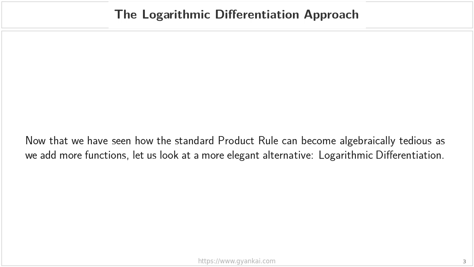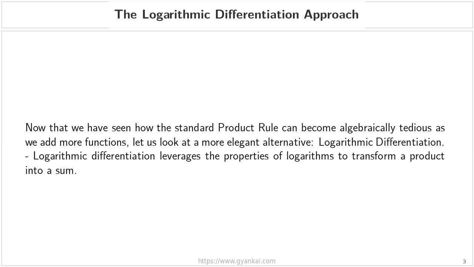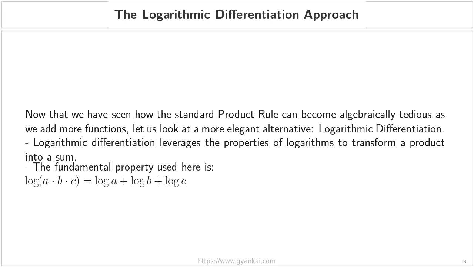The logarithmic differentiation approach. Now that we have seen how the standard product rule can become algebraically tedious as we add more functions, let us look at a more elegant alternative, logarithmic differentiation. The core idea here is that we can leverage the properties of logarithms to transform a complex product into a much simpler sum. To understand how this works, recall the fundamental logarithmic property. The log of the product of a, b, and c is equal to the log of a plus the log of b plus the log of c.